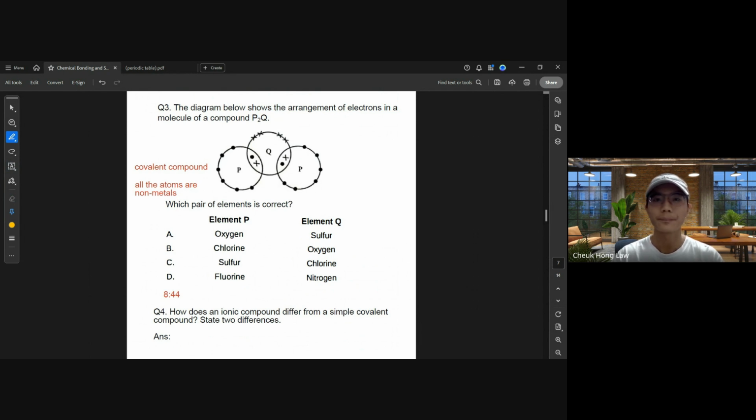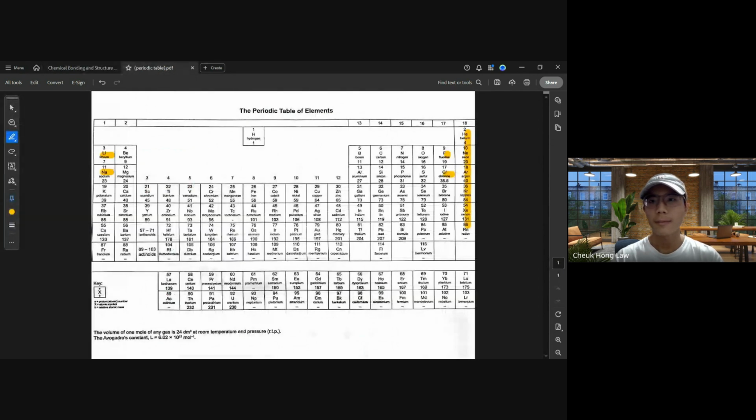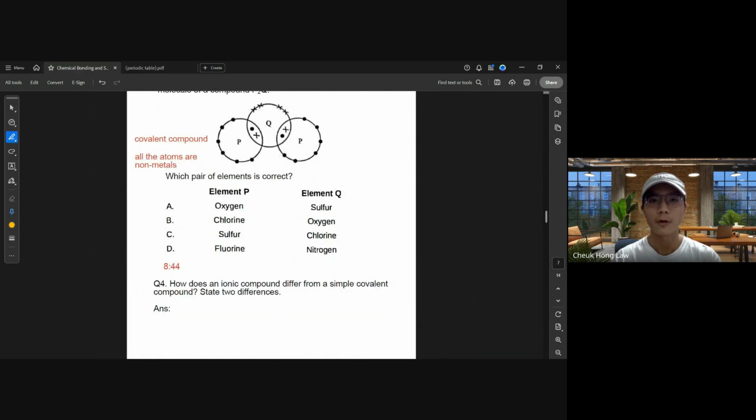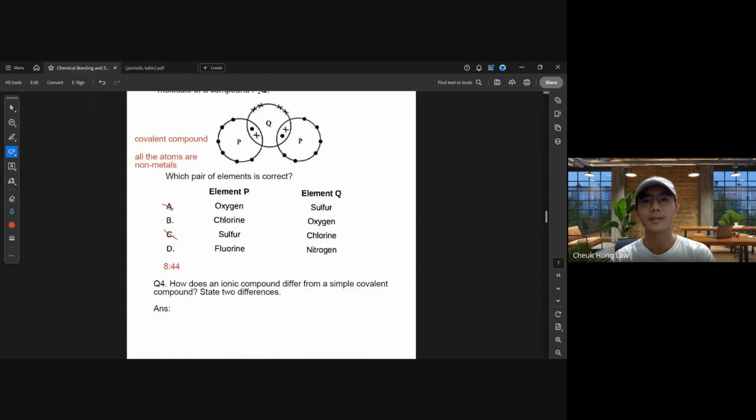Okay, P is the dot. It has 7 valence electrons, so it will have to be an element from group 17. So you only have chlorine and fluorine. Oxygen is in group 16, so it has 6 valence electrons. Sulfur is in group 16 as well. Okay, so 6 valence electrons. So you are stuck between B and D.